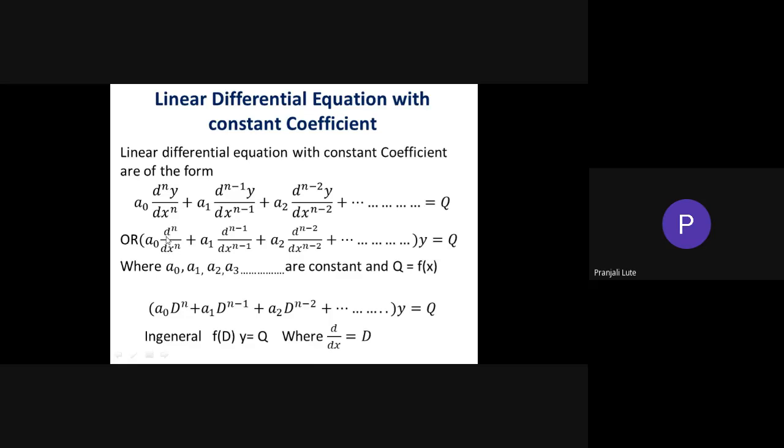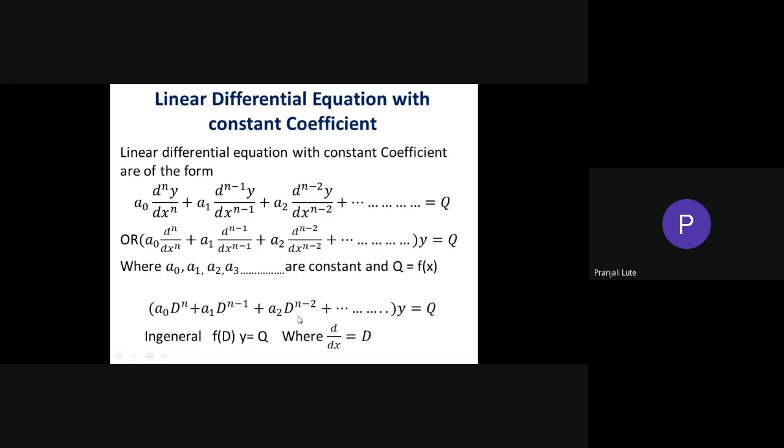Then here d/dx means a capital D. So we denote this equation as a naught D to the power n plus a1 D to the power n minus 1 plus a2 D to the power n minus 2 plus and so on, into y equal to Q, where d/dx is D, and D is a differential operator, so we denote d/dx as capital D. So this overall equation is in terms of capital D.